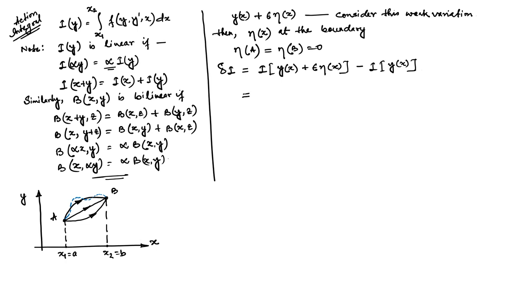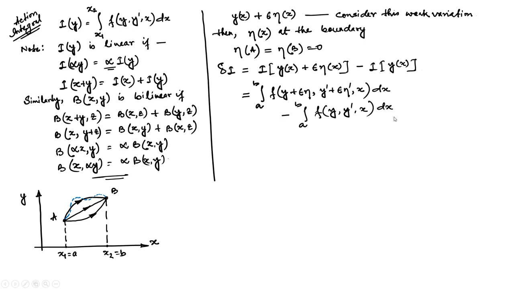So, if I write it down in terms of integral, this will be a to b, or x 1 to x 2, we have f of y plus the variation, then y prime plus epsilon, which is a multiplier, and then x. So, this is the first integral, then minus the integral from a to b of the functional f of y, y prime, x, dx. Okay. So, you can easily sense what the next step will be. We have to consider this expression and expand it in Taylor series. So, that is the next task.